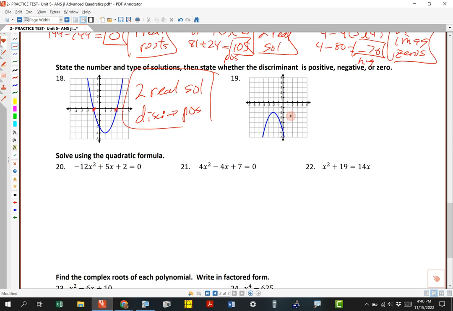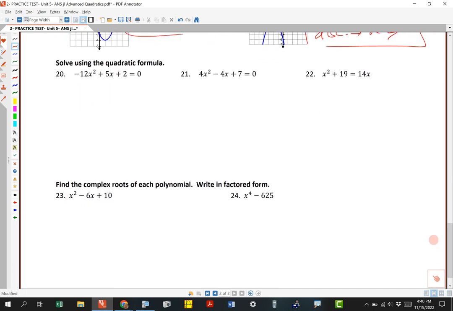And then this guy right here, notice that it has number and type of solutions. It doesn't cross the x-axis here, so it doesn't have any real solutions, but remember, it's got to have two. So it's going to have two imaginary solutions, and that means that the value of the discriminant is going to be negative. And again, however you write that, as long as it's clear. And then we want to use the quadratic formula to solve these guys.